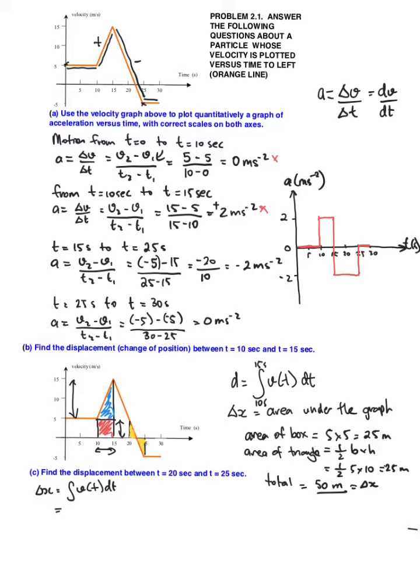So we're going to go with our half base times height for the first one, plus half base times height for that second area. So that's half. The base is 2.5. You can see this distance here, 2.5. The height again is 5, plus a half. The base again is 2.5, but the height is minus 5.